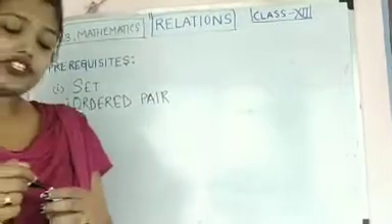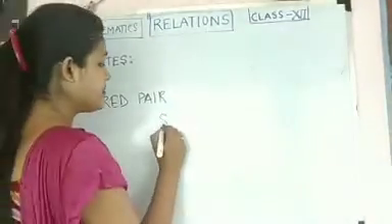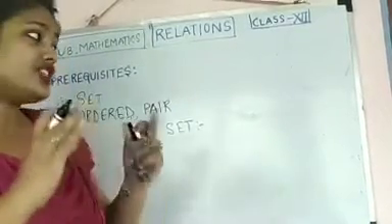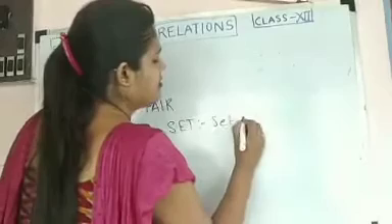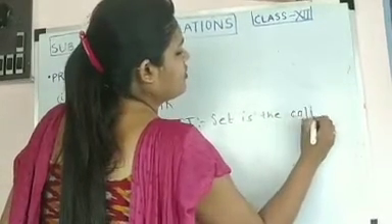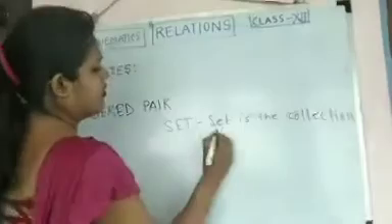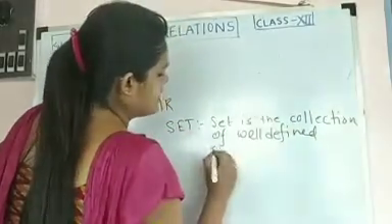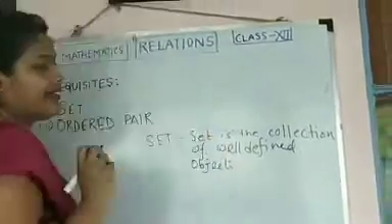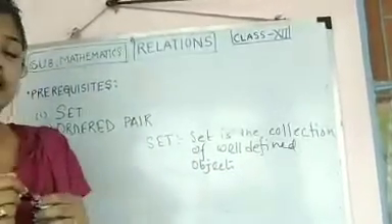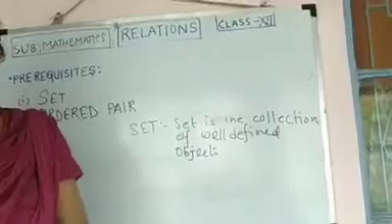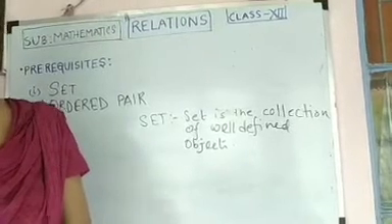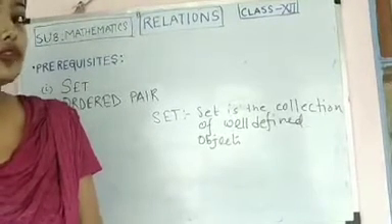What is the definition of a set? A set is a collection of well-defined objects. This is always true, universally true. For example, the set of all planets in our solar system, because the planets present in our solar system are the same for all. This is universally true.